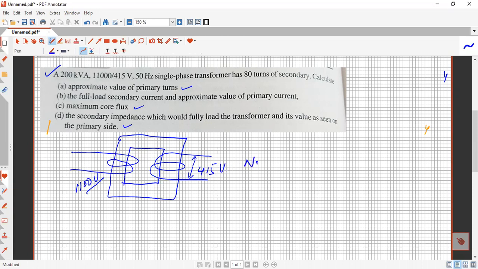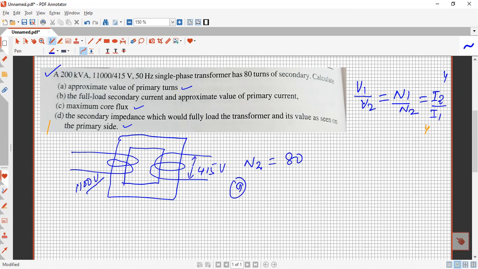This number of turns is N2, which is equal to 80. So we have to find the value of N1. Very simply, you must remember the relation V1/V2 = N1/N2 = I2/I1. This is a very fundamental relation of the transformer, and you must keep in mind that V1 is also E1 and V2 is also E2. Actually E1 is replaced by V1 and E2 is replaced by V2 for an ideal transformer.